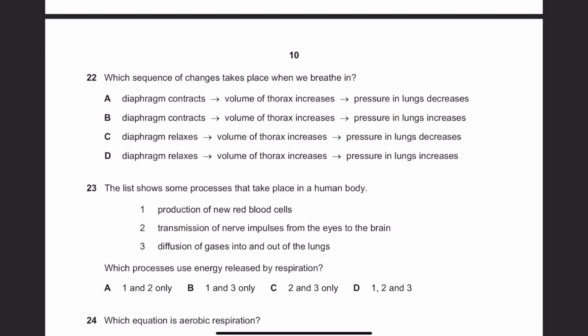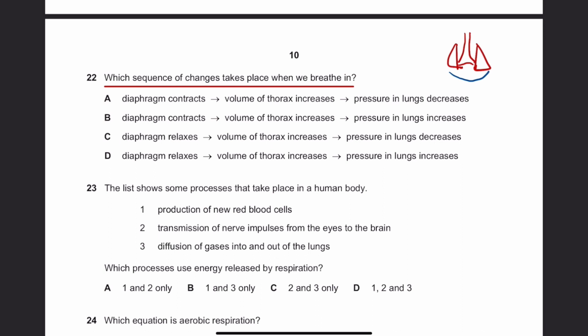Number 22. Which sequence of changes takes place when we breathe in? So when we breathe in, the diaphragm contracts. So there's a lung and there's a diaphragm. The diaphragm contracts, which causes it to move downwards. So it goes like this.